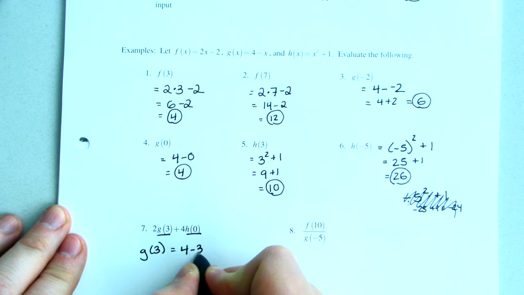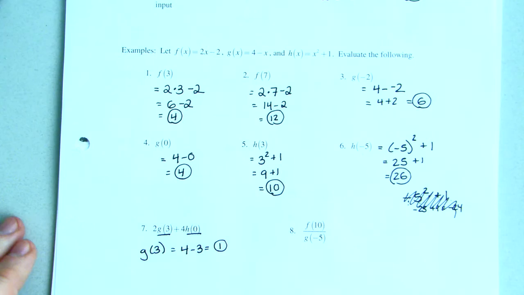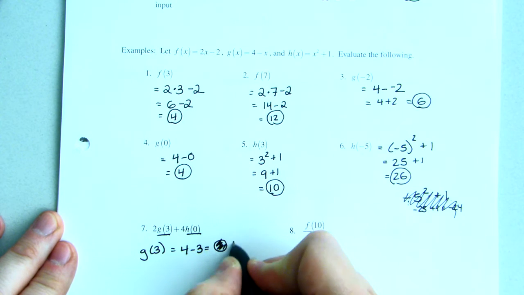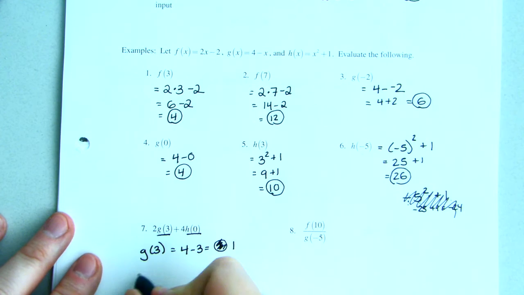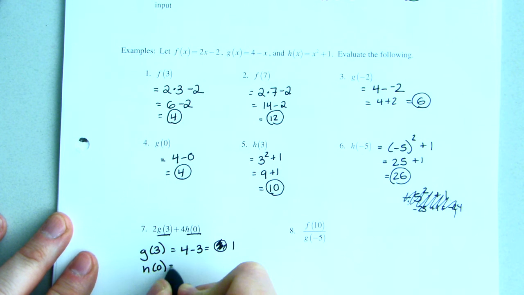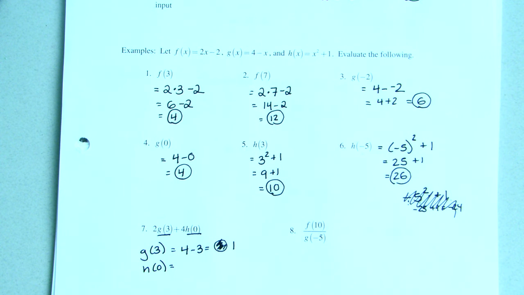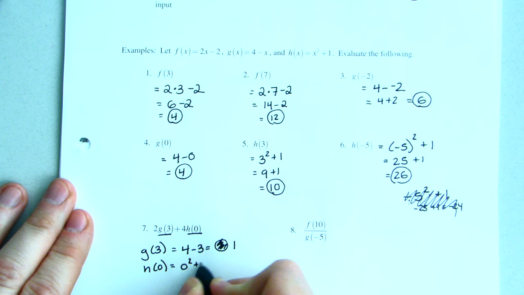g of 3 is 4 minus 3, or 1. Probably shouldn't have circled that because that's not my final answer, just 1. Next, h of 0. What's h of 0? h of 0 should give you 0 squared plus 1. That's 0 plus 1. That's 1.